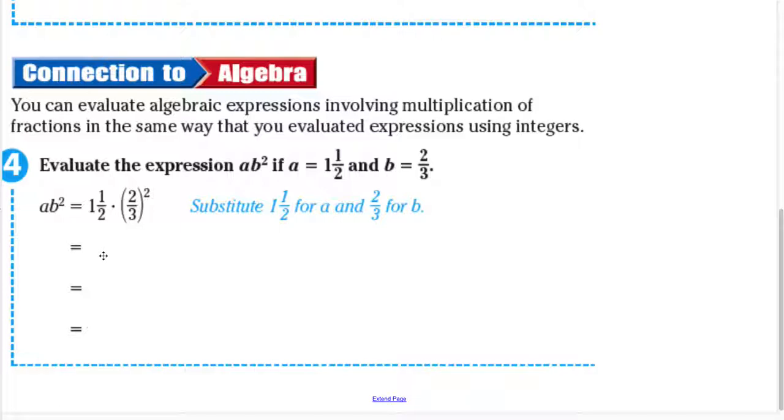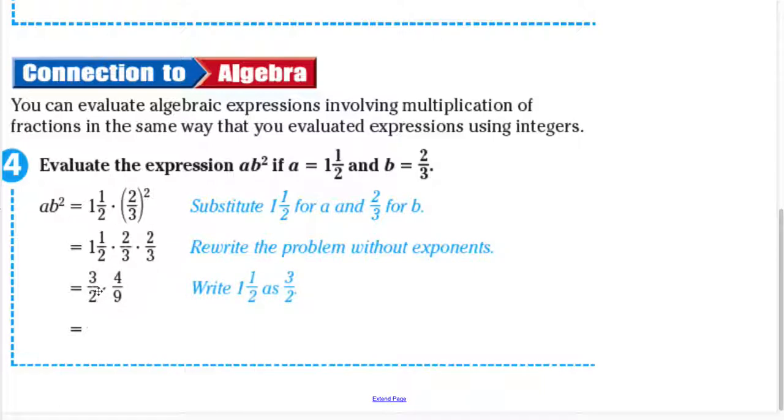Remembering the order of operations, exponents go first. So we need to do 2/3 times 2/3 first. So we end up with 3 over 2, which is the improper fraction of 1 and 1/2, and 2/3 squared will give you 4 over 9. And we can see GCFs here. The GCF of 3 and 9 is 3, so 3 divided by 3 is 1, 9 divided by 3 is 3.